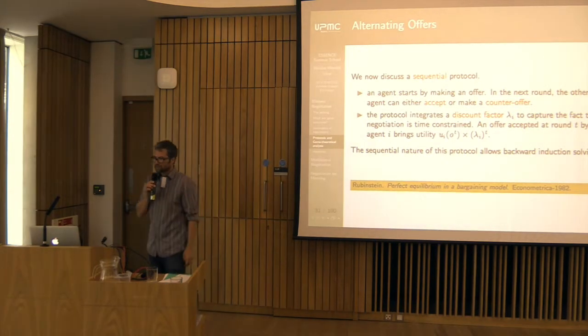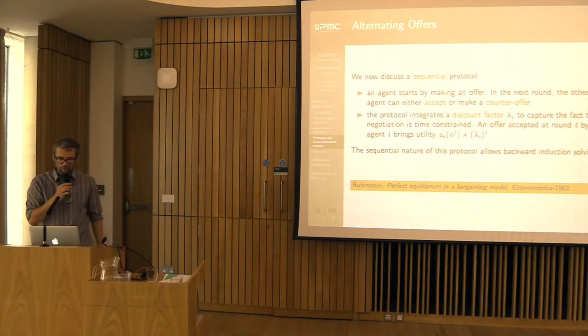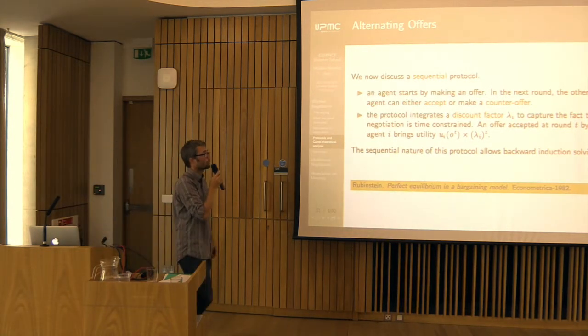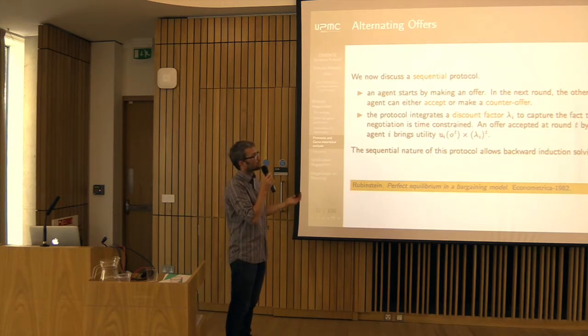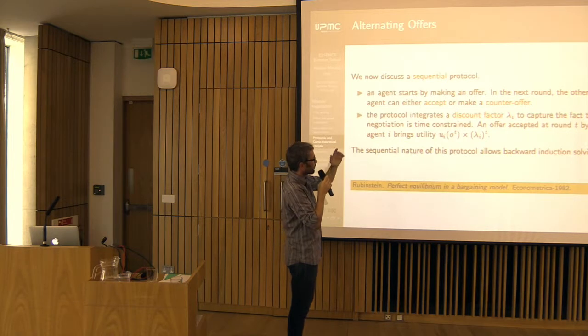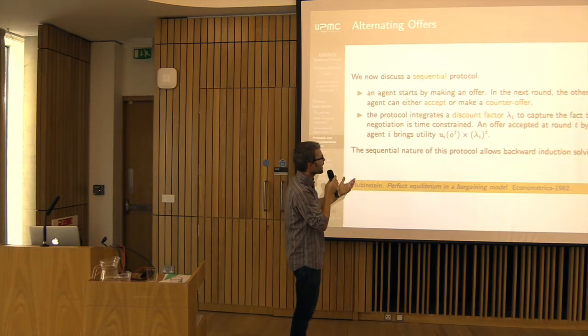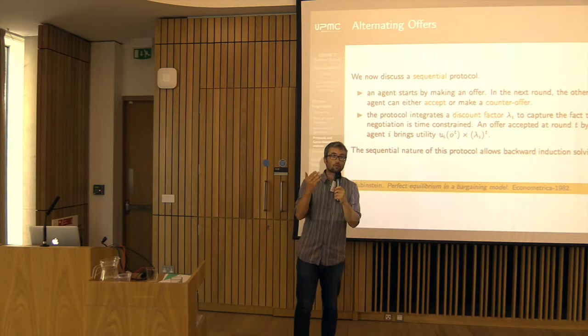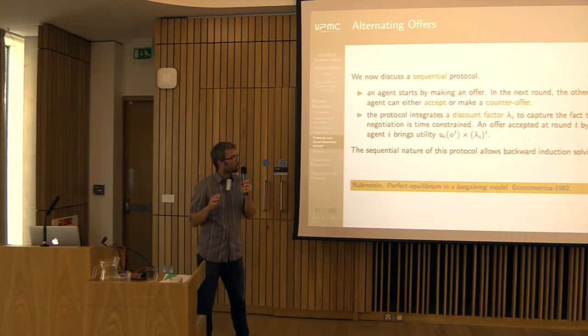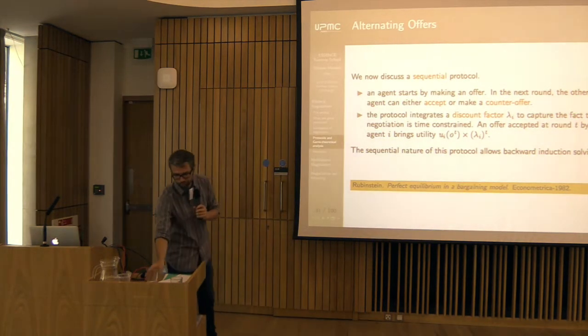Another very famous protocol is the alternating offers proposed by Rubinstein. It's a sequential protocol as opposed to a simultaneous one, like the previous one. In that case, you have an agent starting with a given offer, and in the next round, the other agent can either accept or make a counter offer. So either you accept, or you say, I don't accept, but I will make a counter offer.